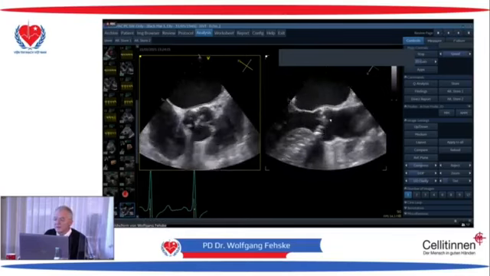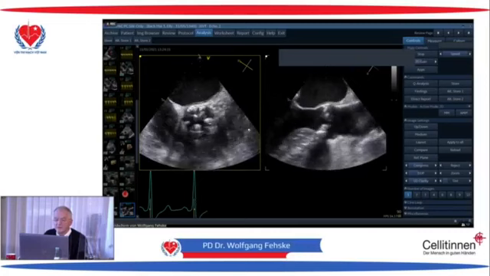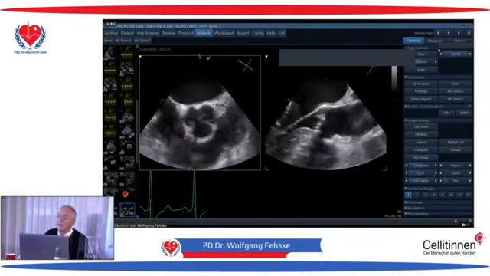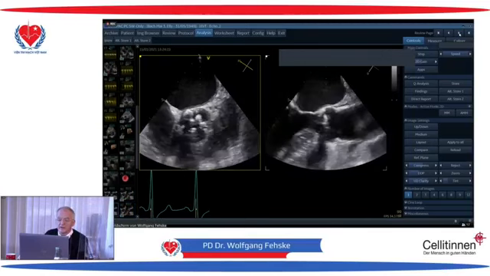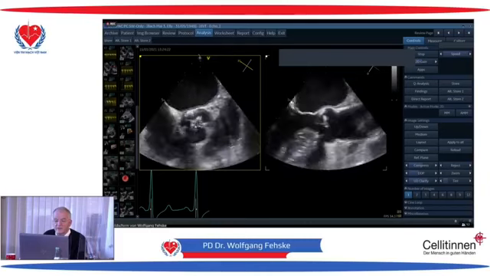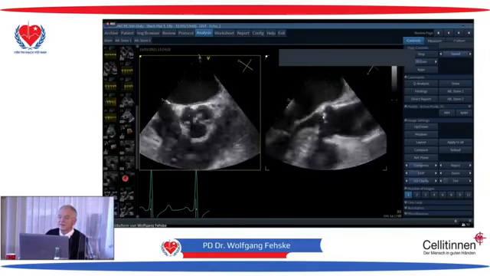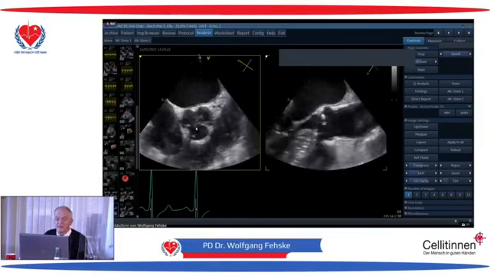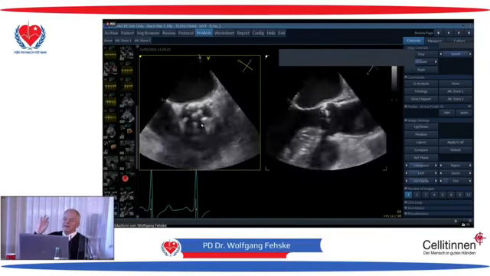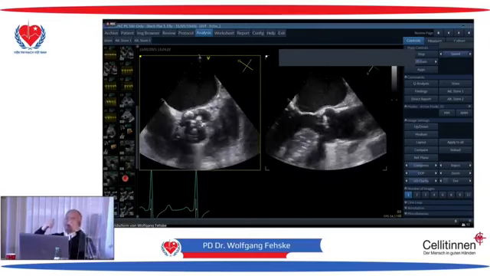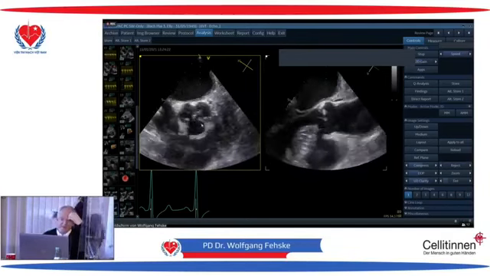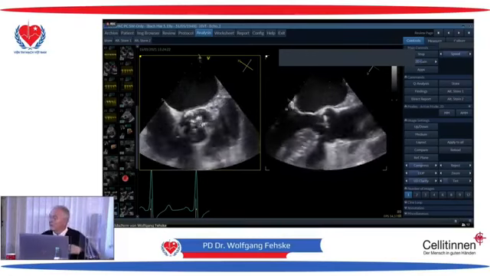And now I'm at the free edge of the valve, and you have a much better feeling for the area around it, and still a little bit wider, you can see the free edges. Normally, the edges are tiny and fine, and the calcium is inside the cusp of the valve.